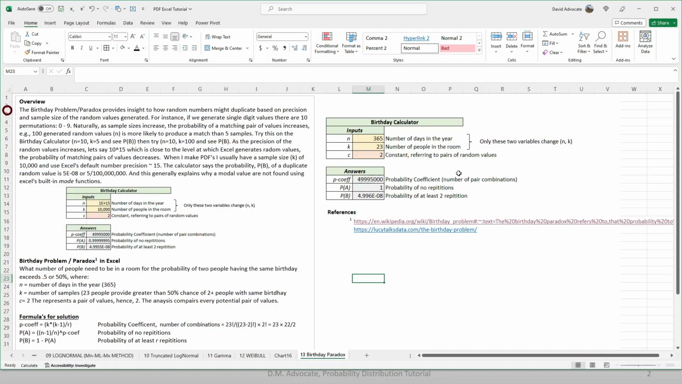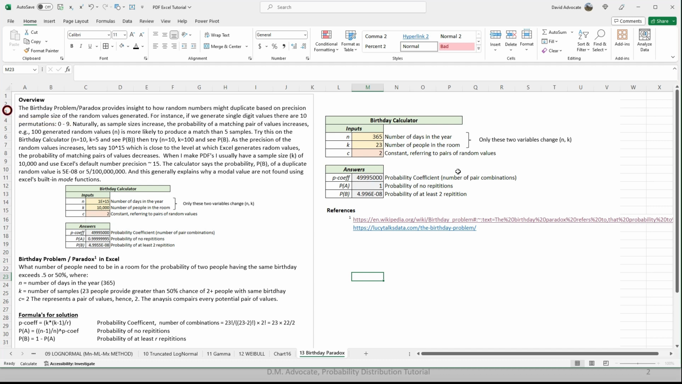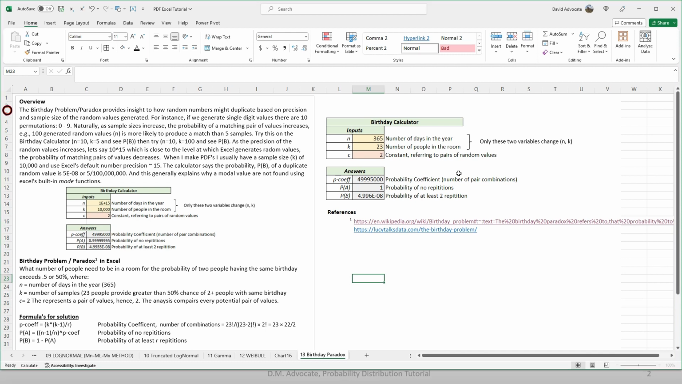The birthday problem or paradox provides insight into how random numbers might duplicate based on precision and sample size of the random values generated. For instance, if we generate a single-digit value, there are 10 permutations, 0 through 9. Naturally, as sample size increases, the probability of a matching pair of values increases. For example, 100 generated random numbers, n, is more likely to produce a match than 5 samples.